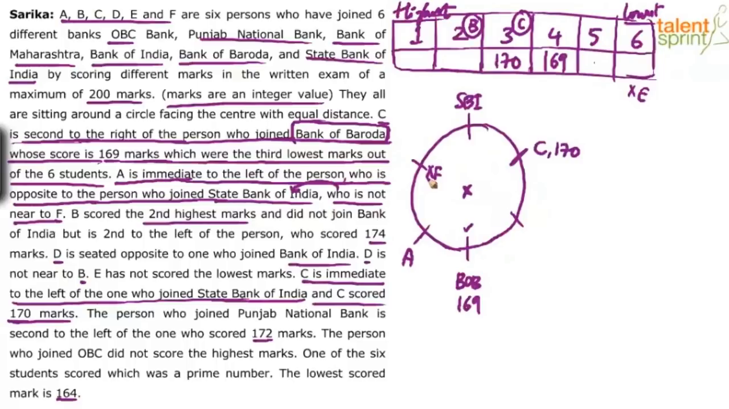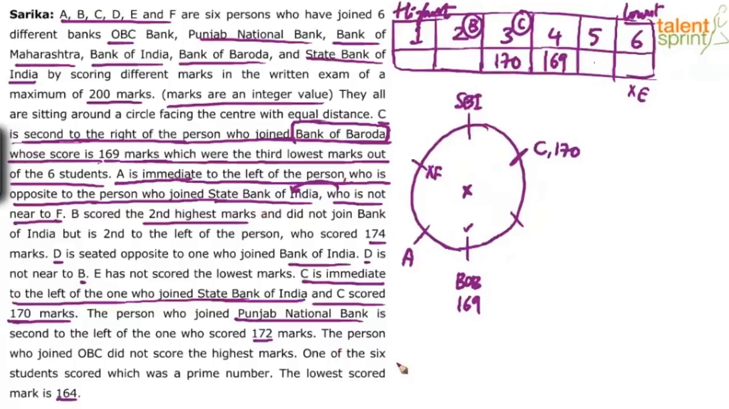Chalo, next point, we'll come back here, right? The person who joined PNB is second to the left of the one who scored 172. So PNB and 172 both are not there on the circle, so it doesn't really help. Let's jump to the next point.